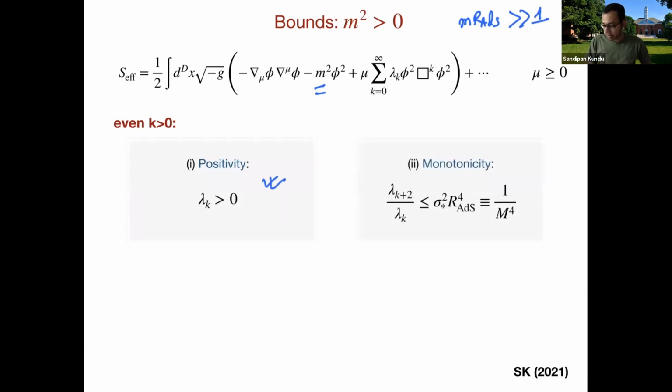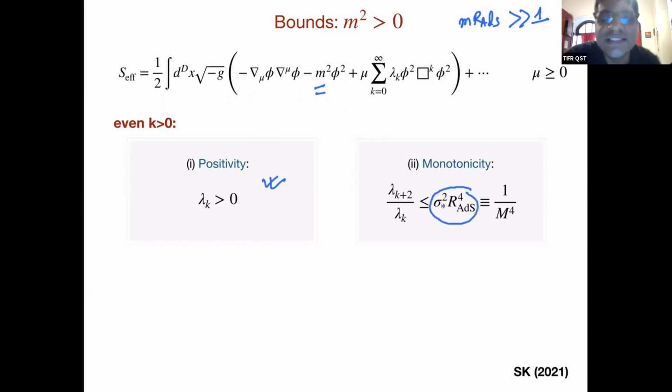The second statement is that all the higher order interactions, so lambda k plus 2 with respect to lambda k, are always suppressed by this quantity, sigma star squared R to the power 4. I forgot what sigma star was, please. It was basically, let's see, in the Regge expansion. I assume that the Regge expansion is valid only up to some small sigma.